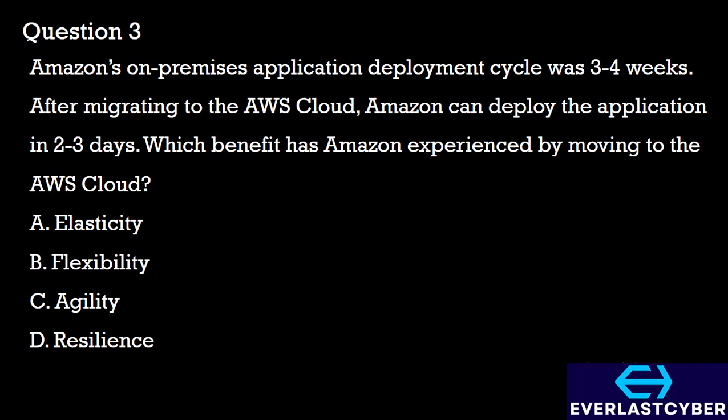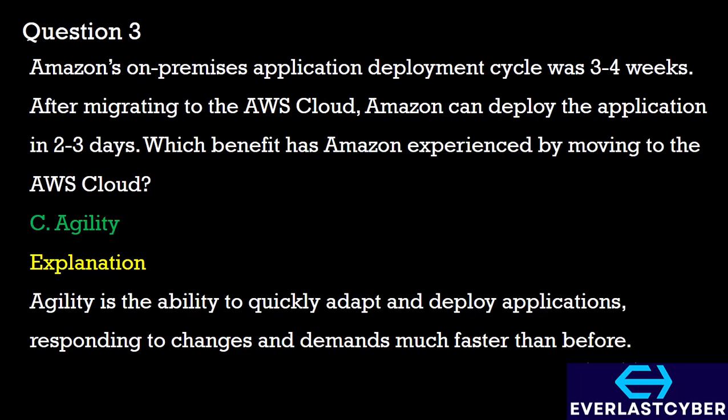So the benefit that Amazon has experienced by moving to the AWS cloud is option C, agility. Since the company reduced its deployment time from 3 to 4 weeks to 2 to 3 days, it indicates a significant improvement in the speed and efficiency of development and deployment processes. And this is the key feature of agility.